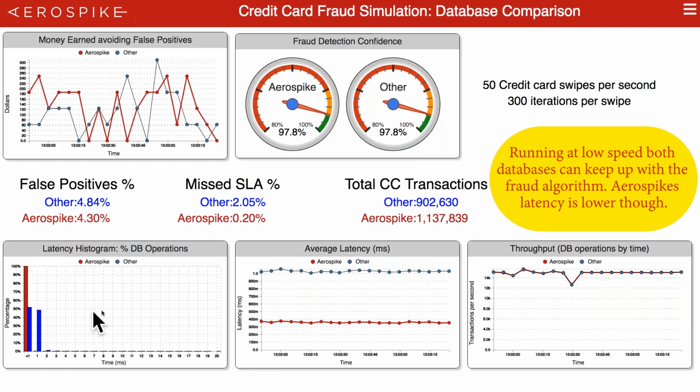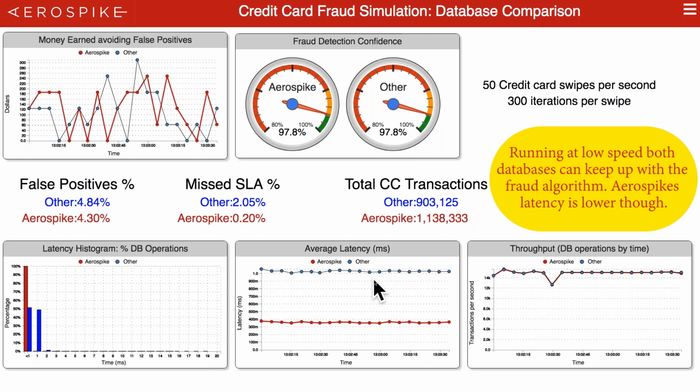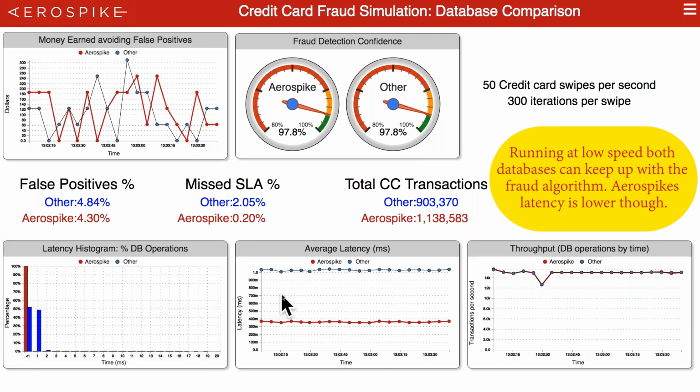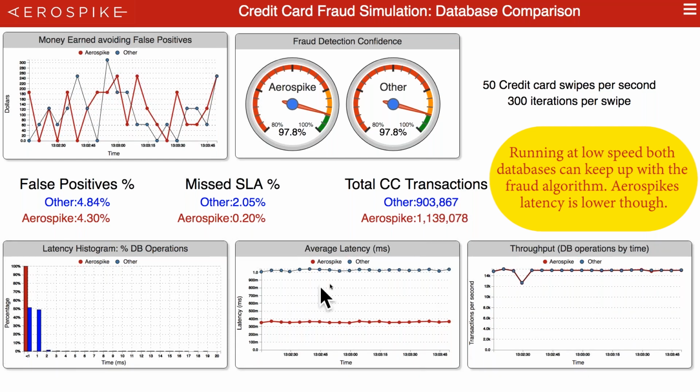and the other half are completing in more than a millisecond. We also see that the throughput is identical at this point because both databases are able to handle the load. We can see that the latency is different, and that corresponds to our graph on the left, where the Aerospike latency is around 400 microseconds, and the other database latency is just over a millisecond. So all this corresponds very nicely.